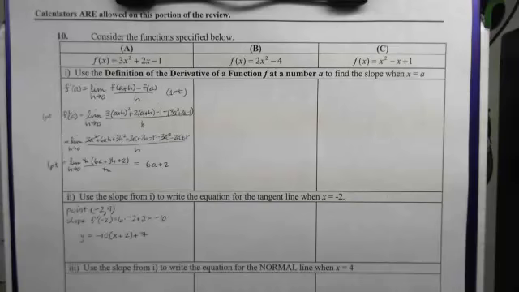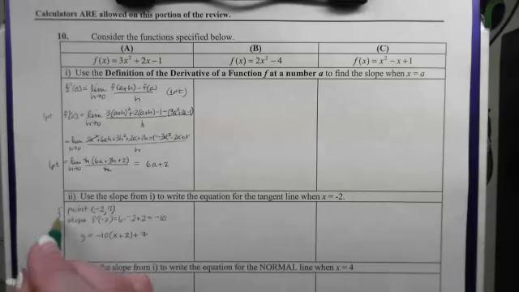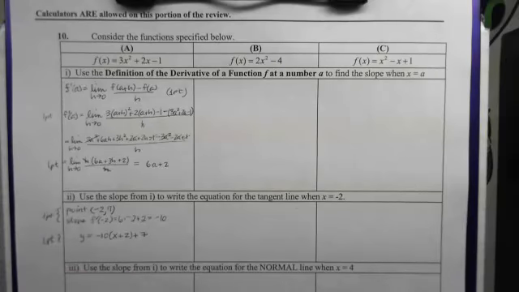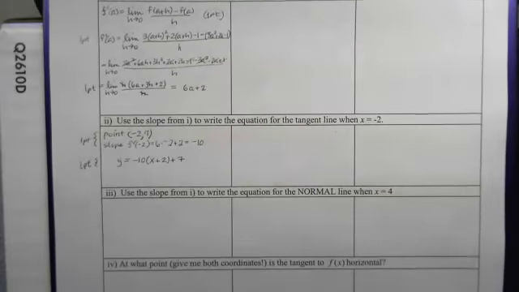And it looks like we gave 2 points for this. 1 point for getting the correct point and slope, and another point for translating that into an equation of a line. So now let's look at part 3.